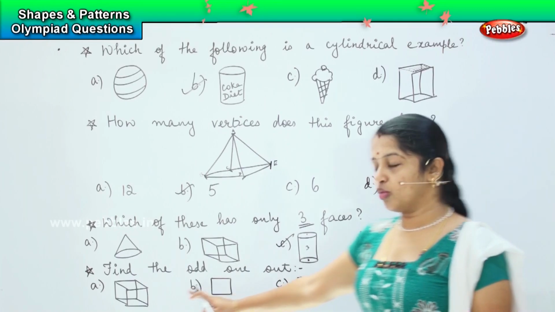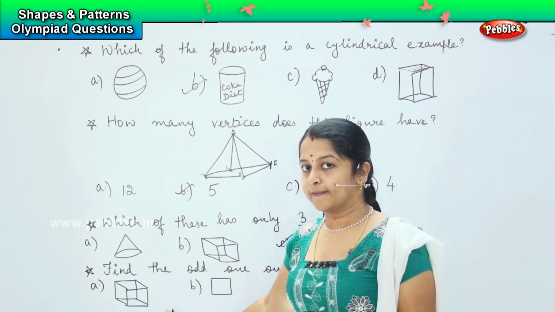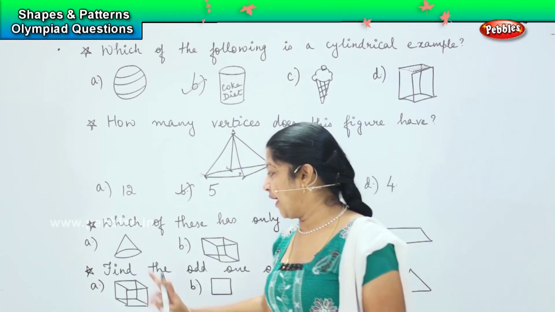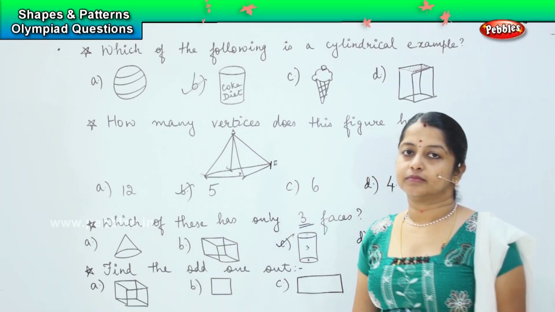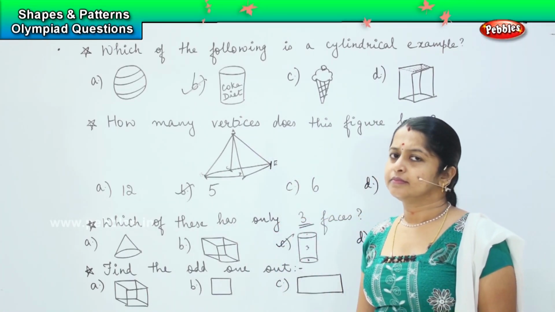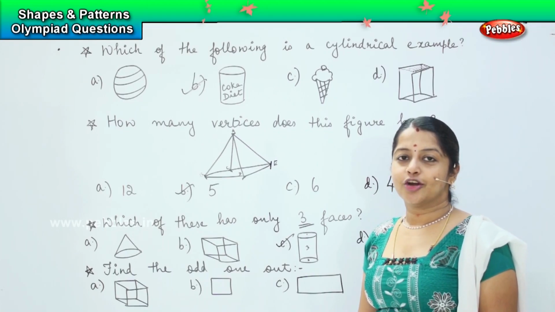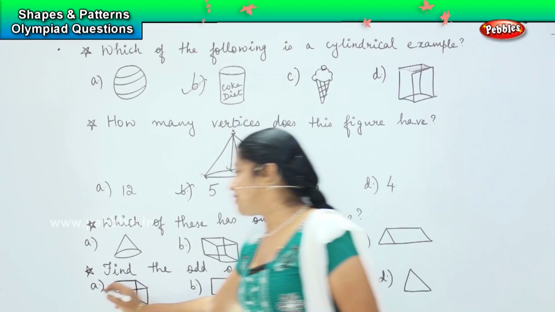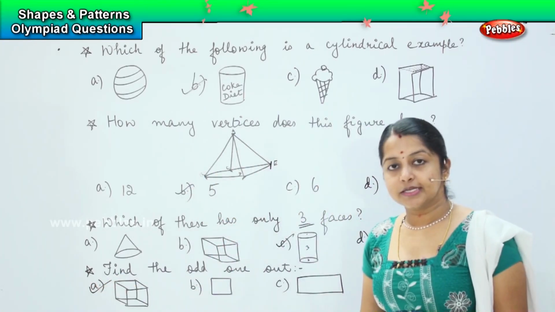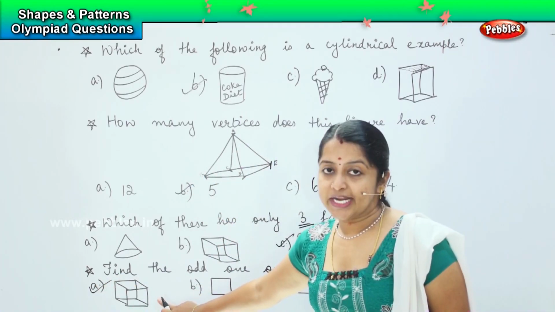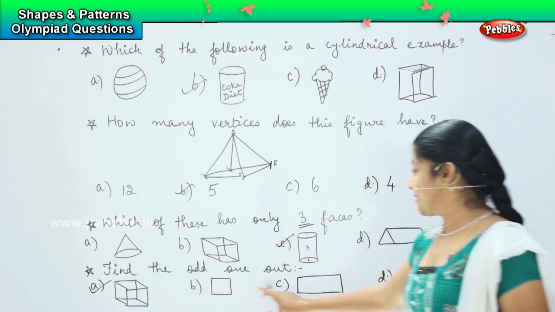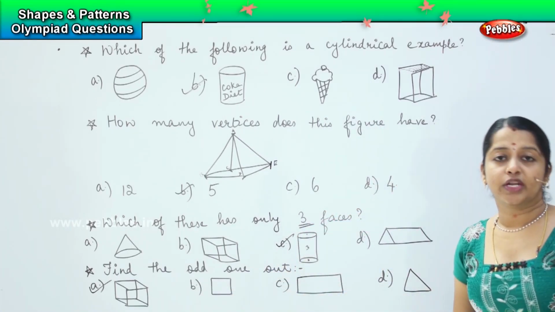Did you say A cube? Okay. Why do you think cube is the odd one out here? Did I hear you saying 2D and 3D? Very good. You are right. Cube is the odd one out here. The reason is because it is a 3D shape, right? Whereas the remaining 3 are 2D shapes.